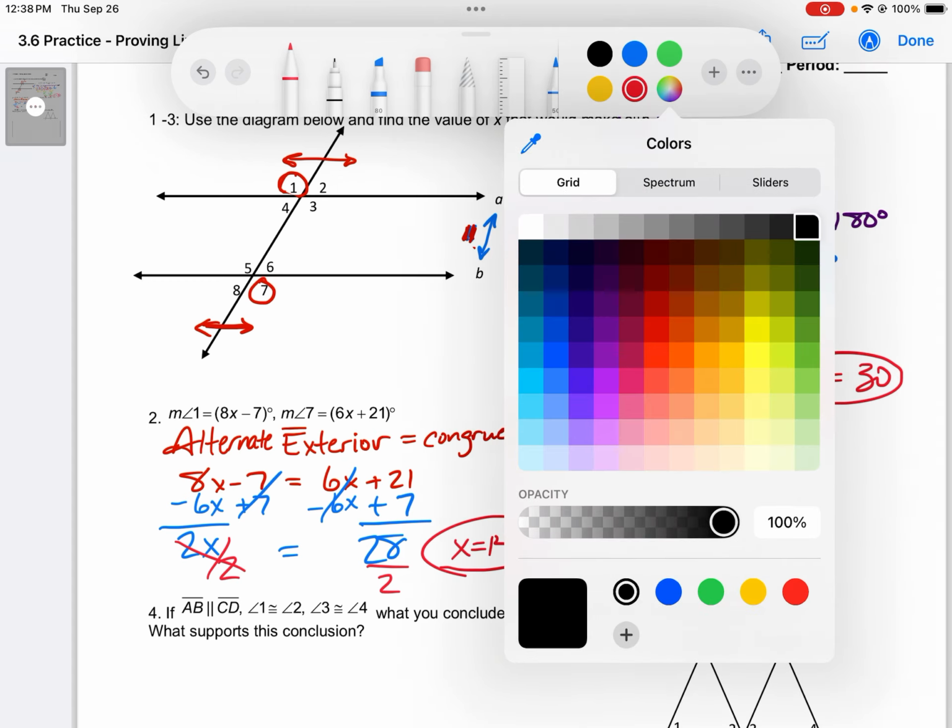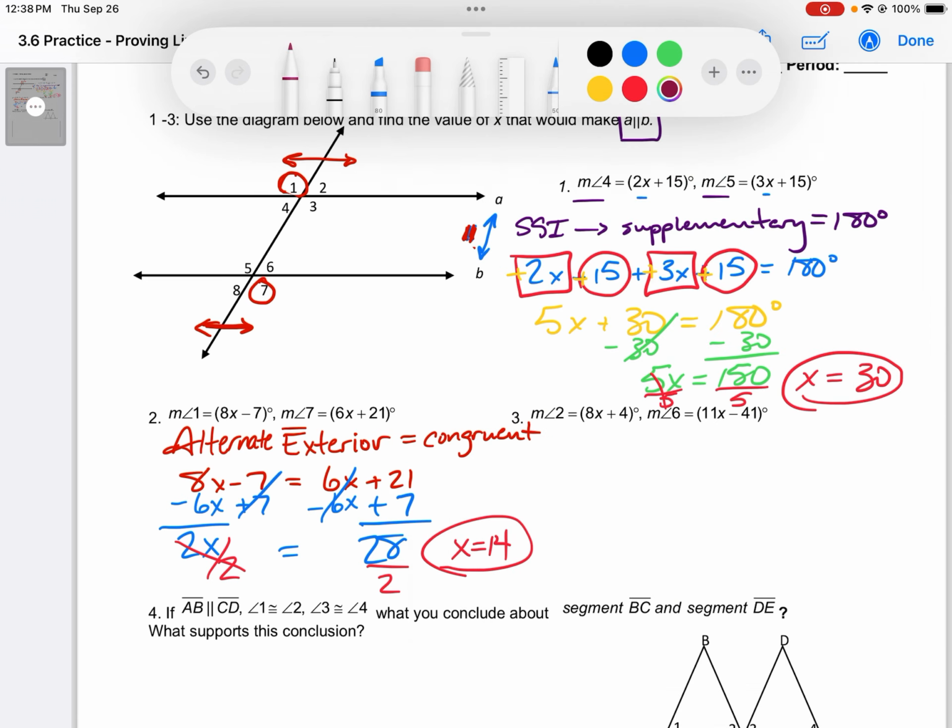I know that's probably sounding repetitive at this point, but I want you to hear the way this should be worded over and over again, because we ultimately want you guys to be using this same language. Now, lastly, we have angle 2 and angle 6.